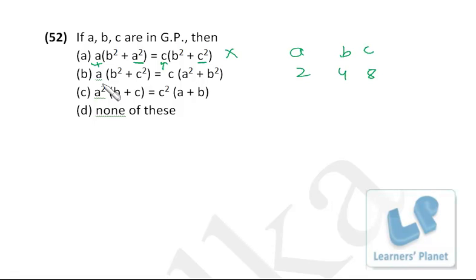The second one can be tried out. B square plus C square, that is B square is 16 and C square is 64, into this is A, that's 2, and here it is C, A square plus B square, that is 4 plus 16. So you can see it's 20 into 8, 160. Here it is 80 into 2, 160. So here we are getting the correct answer. So this is the correct choice. Okay.